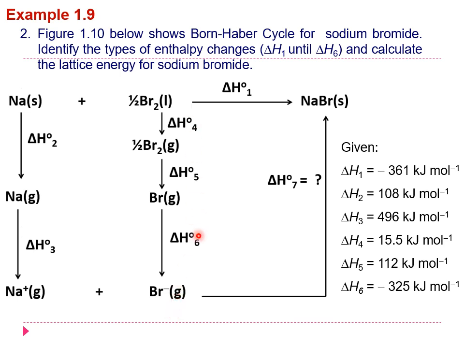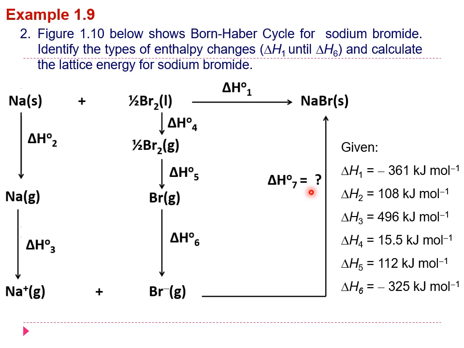Now this is the second column. Let's move to the first column. Sodium in solid form will become sodium atom. So delta H2 is enthalpy of atomization or sublimation of sodium. And then sodium gas will be turned into cation in the form of gas. It is delta H3, which is the ionization energy. Delta H7 is the lattice energy, which we want to calculate.